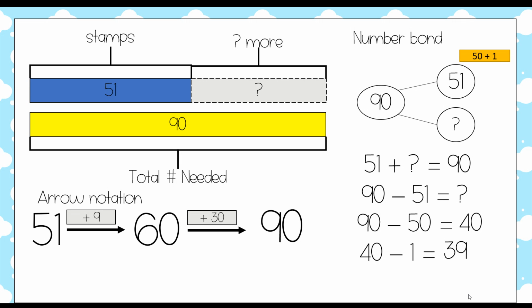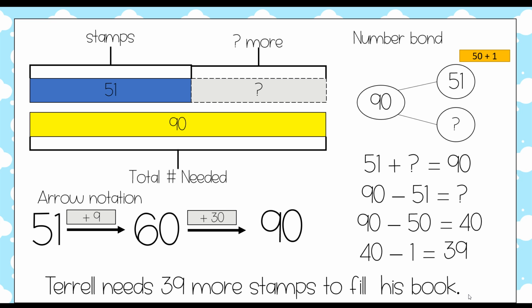When you get older and you get into third grade, you're going to learn another method called an algorithm. Whew, that's a pretty big word. We're going to add that together. Terrell needs 39 more stamps to fill his book. Wow, that took a lot of work today. Thank you so much for your help.